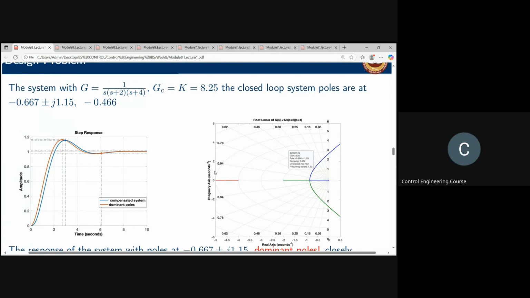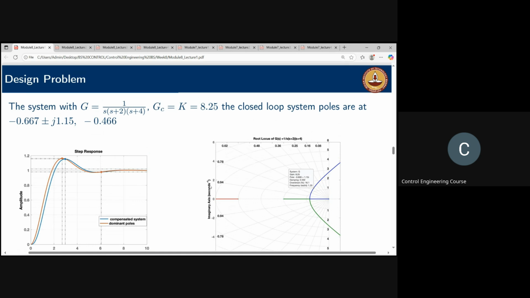Exactly. So the blue part is the plot of the actual system having all three poles. The orange part is our idealized assumption that there are only dominant poles and you are neglecting the third pole completely. Got it? Yes, sir. The more accurate your design is, the closer these two will be. The more dominant the poles are, the more closely the blue and orange will match.